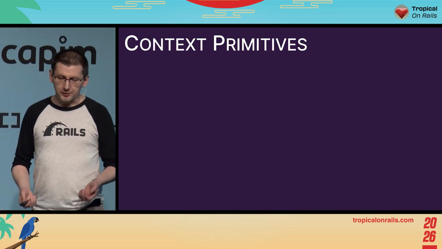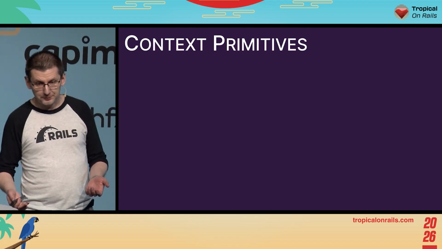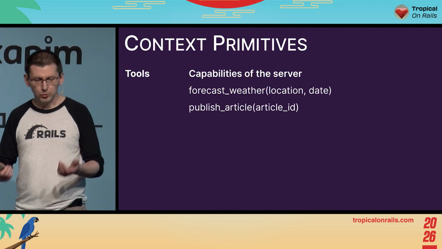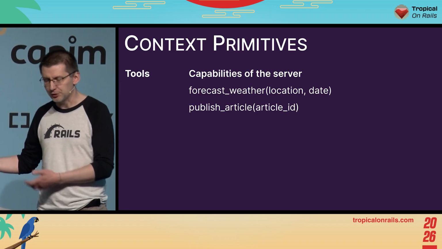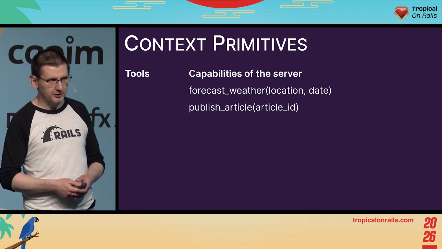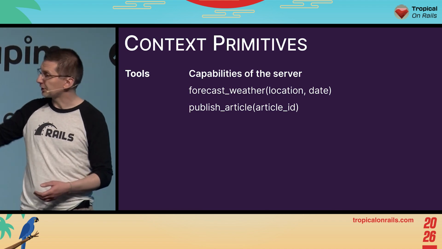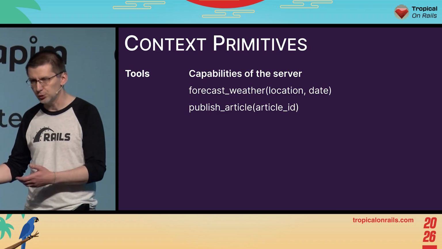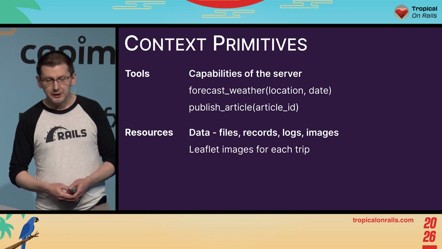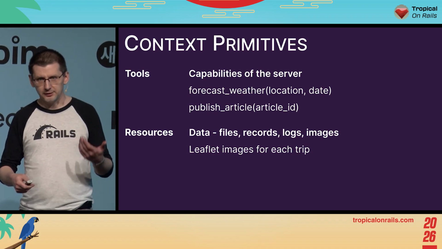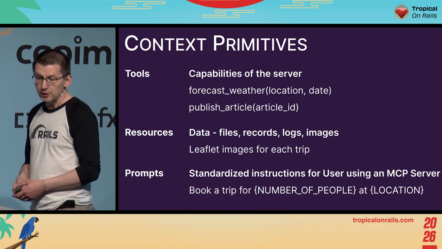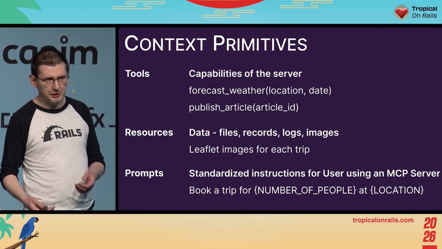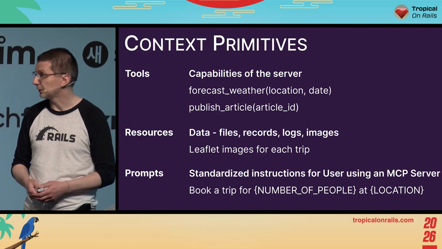So I've said that MCP servers expose context, but what is context? Context is built of so-called primitives, and the basic primitives are tools, the most sexy one, the one everyone uses. So tools are capabilities of the server. A server can forecast weather for a given location and date, or can publish an article of a given ID. Anything a server can do can be exposed as a tool. The other primitives are resources, basically data, and the last are MCP prompts, standardized recipes for the user of the final application to use, which resonate well with the given server.